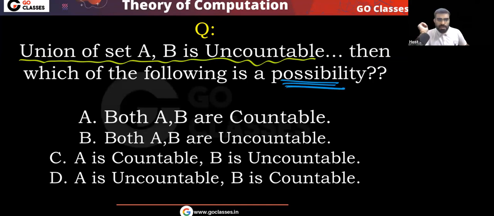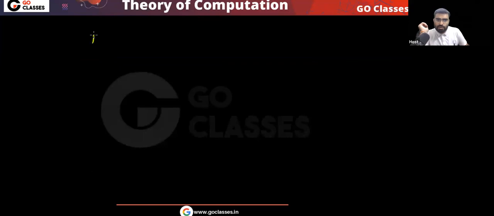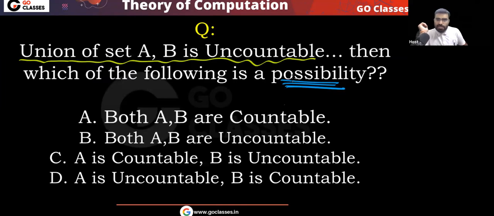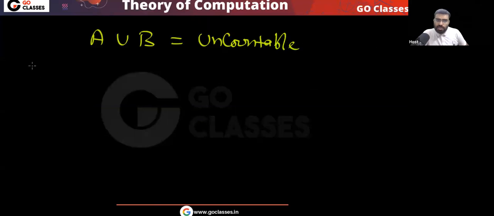A union B is uncountable. This is given to you. Is it possible both can be countable? No, this is never possible, right? Because if both are countable, then countable union countable is countable. So clearly I can say both A, B cannot be countable.